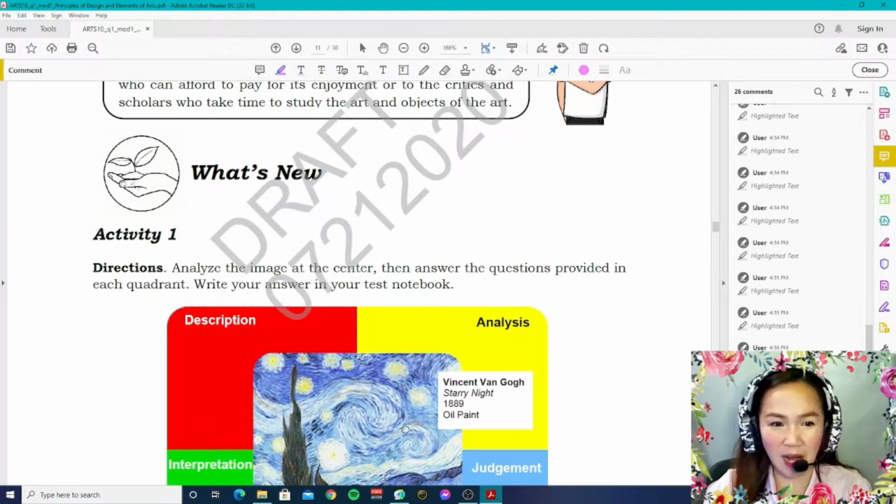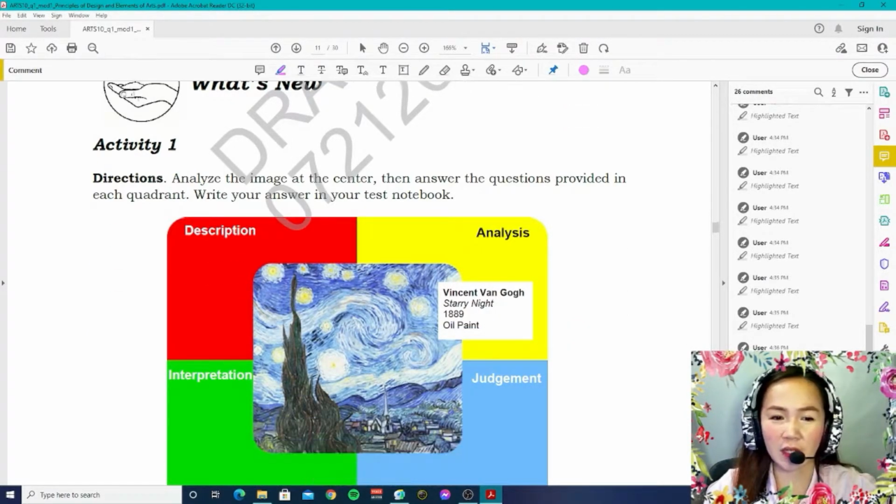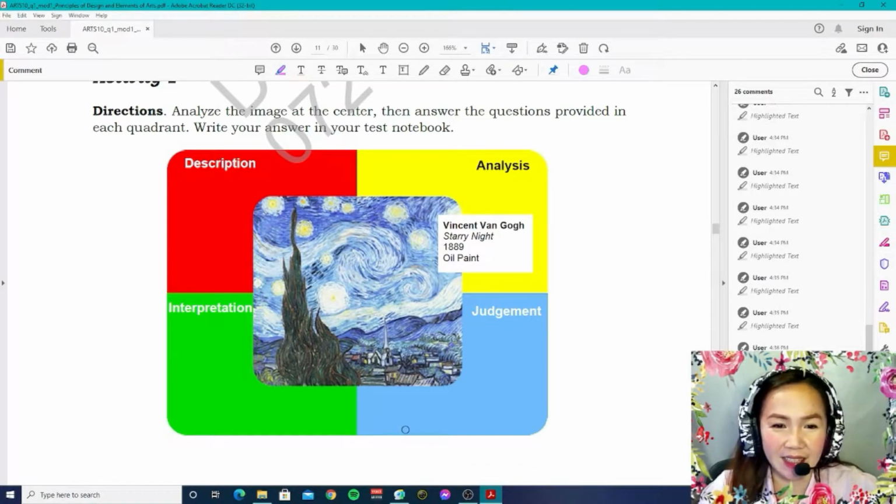Now, what's new? Anong bago? Now, activity number 1. Analyze the image at the center. Then answer the questions provided in each quadrant. Write your answer in your test notebook or answer sheet or module. Ask your teacher. Okay. Now look at the painting here, guys. It is a painting of Vincent van Gogh and the title is Starry Night. It is painted in 1889 and it is an oil paint.